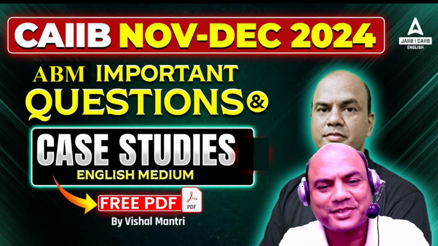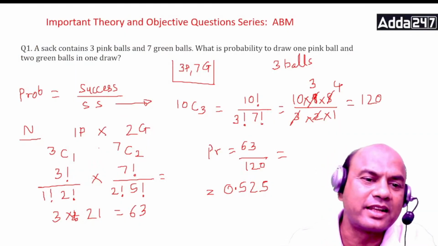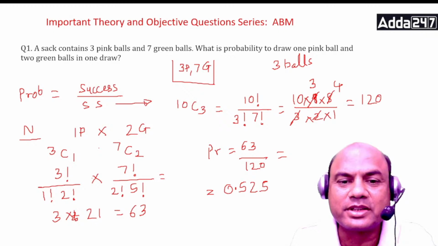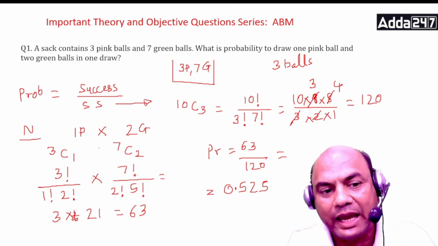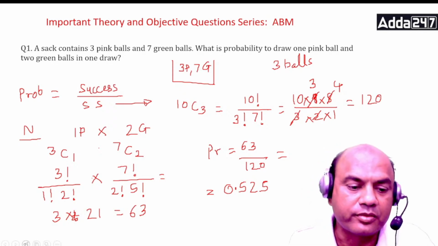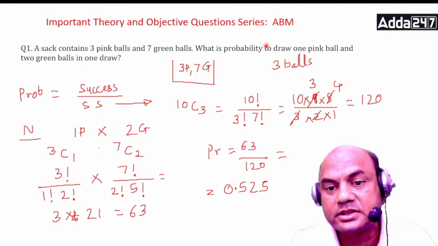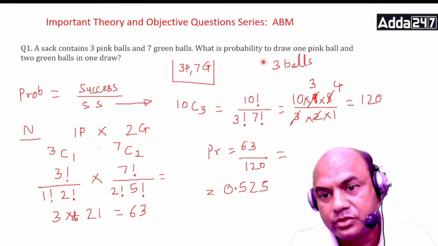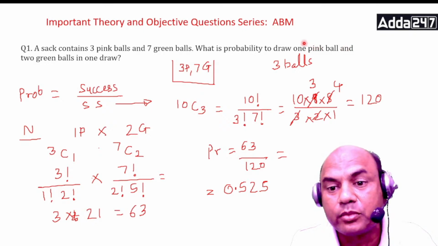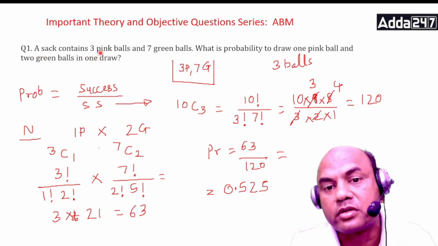So let's start. First one. A sack contains 3 pink balls and 7 green balls. What is the probability to draw 1 pink and 2 green balls in one draw? Very important one. Look at this. The question is, what is the probability to draw 1 pink and 2 green? And means both the things should happen together. 1 pink and 2 green balls in one draw, single draw.